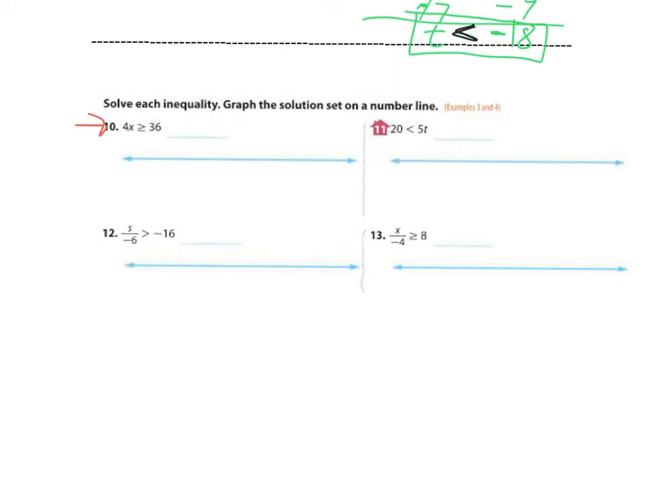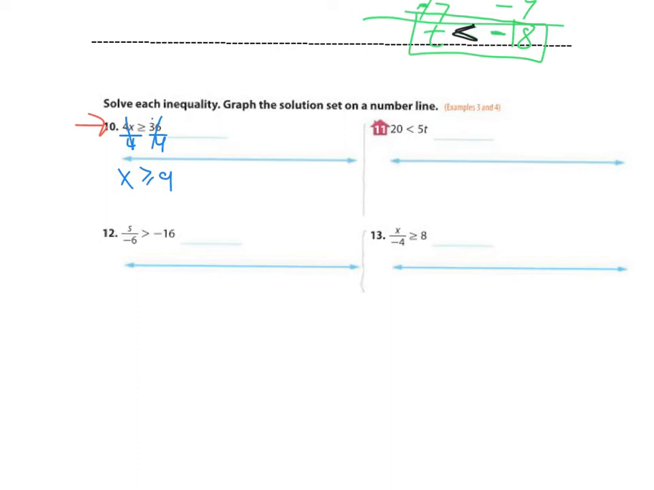So in order to solve, we're going to use opposite operations, okay? So we're going to say, okay, instead of multiplying times 4, the opposite of that is dividing by 4. And whatever you do to one side, you have to do to the other. All right, so 4 divided by 4 is going to leave us with just x. 36 divided by 4 is going to leave us with just 9. And the symbol is going to stay the way that it is, okay?